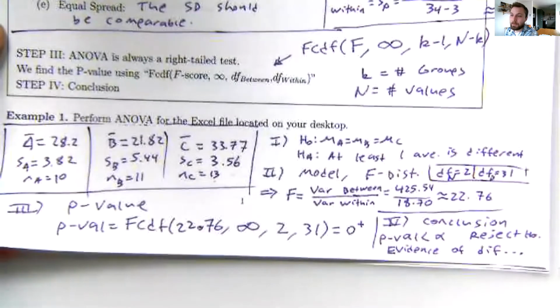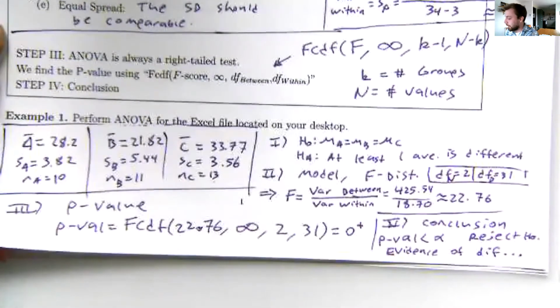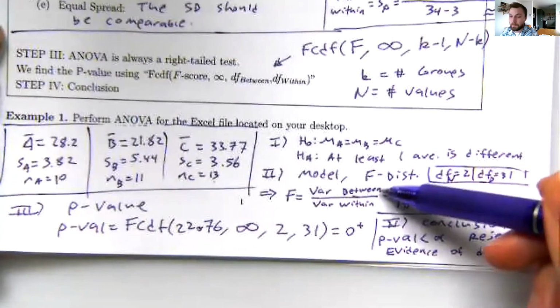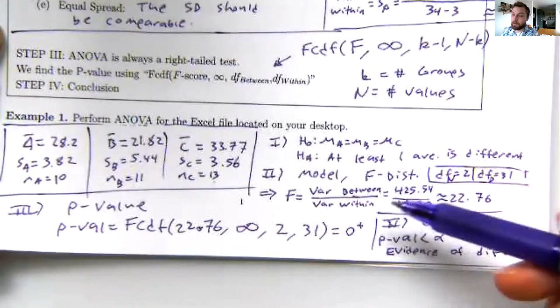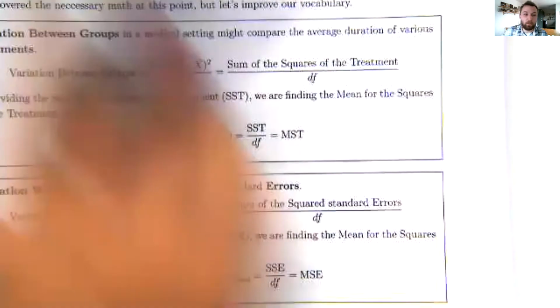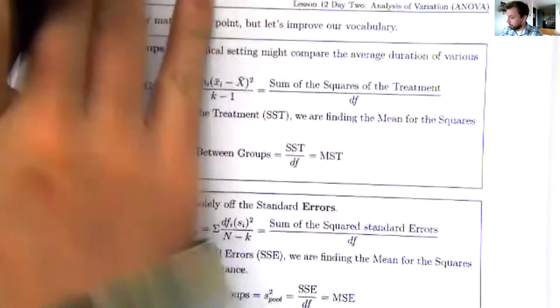What I'd like to do now is improve the language a bit, because while we're using these phrases of variation between and variation within, these help me remember where these things are coming from. Industry standard uses language of treatment and error.